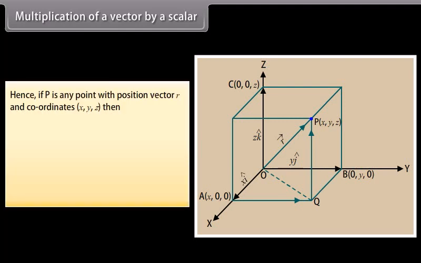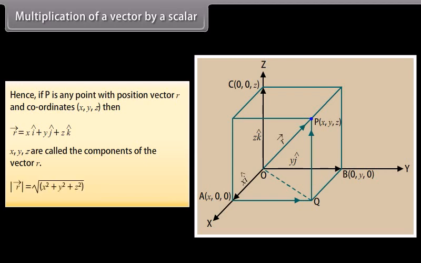Hence, if P is any point with position vector r and coordinates x, y, z, then vector r is equal to x cap i plus y cap j plus z cap k. x, y, z are called the components of the vector r. Mod of the vector is square root of x square plus y square plus z square.